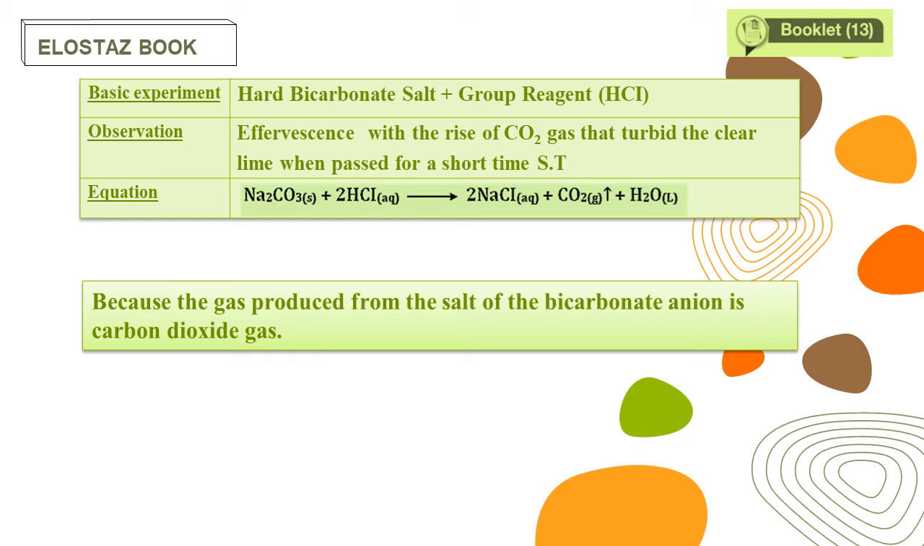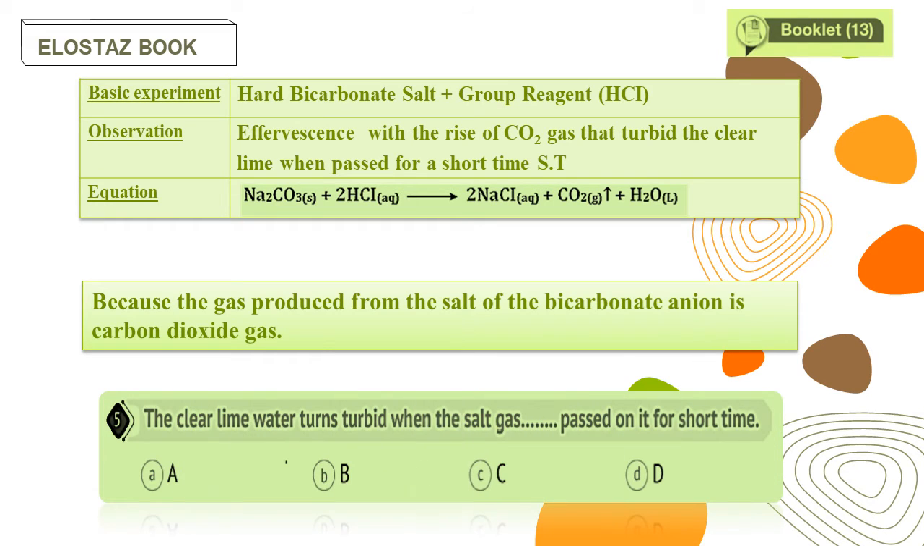...that make the clear lime water turbid when passed through it for a short period of time. The equation for this basic experiment will be Na2CO3 solid plus HCl aqueous, giving NaCl aqueous plus CO2 gas evolving with effervescence, and H2O liquid at the end of the reaction. So the gas produced from the salt of the bicarbonate anion is carbon dioxide gas that makes the lime water turbid. So the right answer here will be letter B.